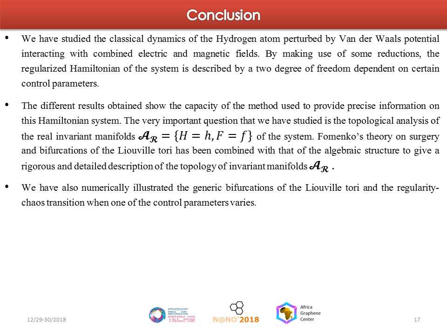The very important question we have studied is the topological analysis of the real invariant manifolds AR of the system. Fomenko theory and surgery and the bifurcation of the Liouville foliation have been combined with that of the algebraic structure to give a rigorous and detailed description of the topology of invariant manifolds. We have also numerically illustrated the generic bifurcations of the Liouville foliation and the regularity-chaos transition when the control parameters vary.